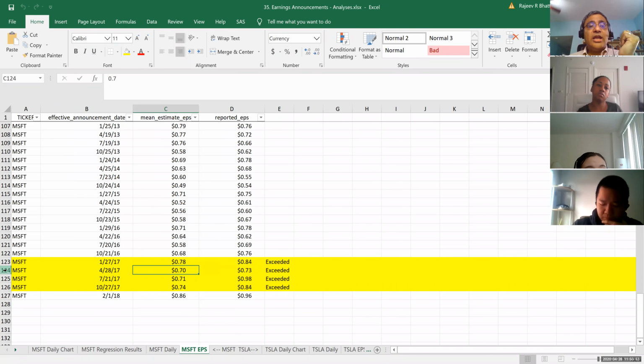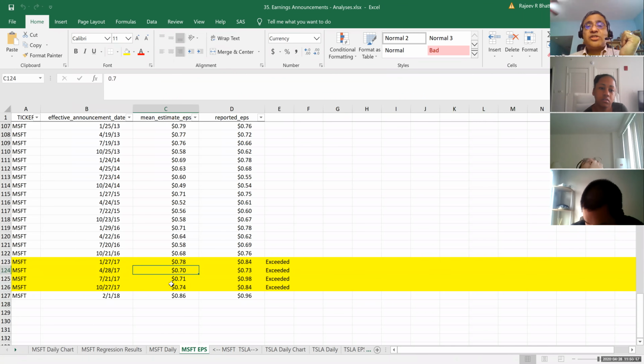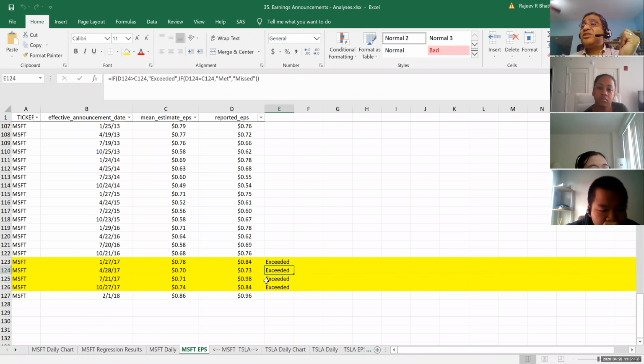The next one, on April 28th, 2017, the estimate by analysts was 70 cents. The reported EPS was 73 cents. So there was 3 cents higher per share reported by Microsoft. So that is what we say. It exceeded analysts' expectations and so on.